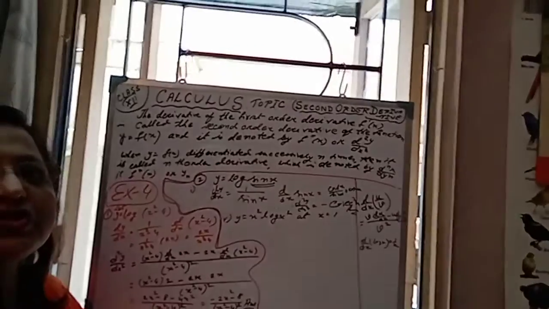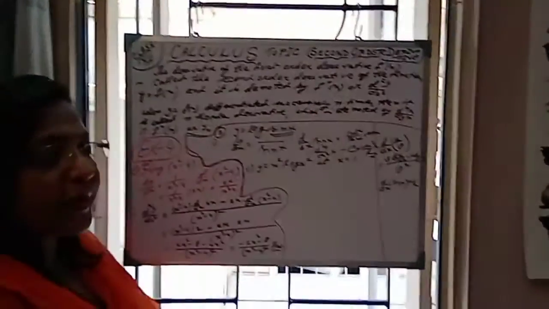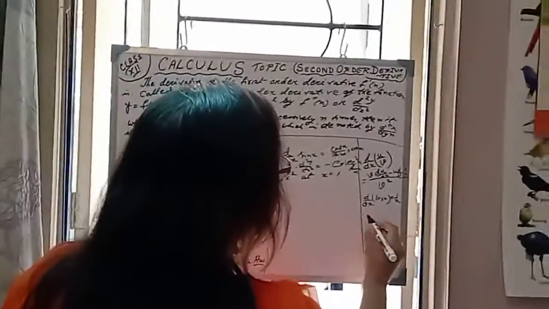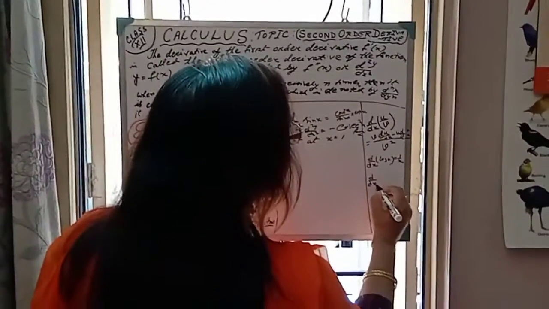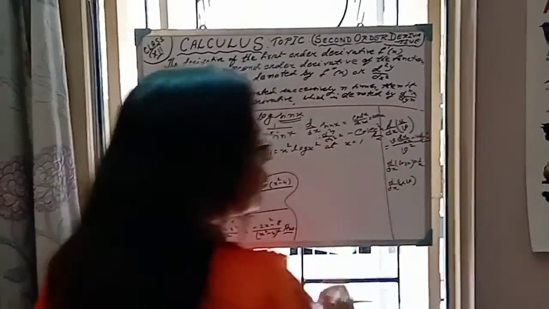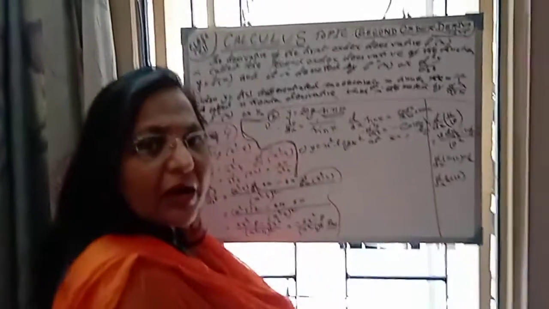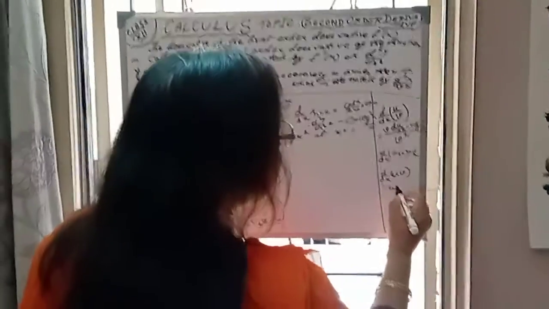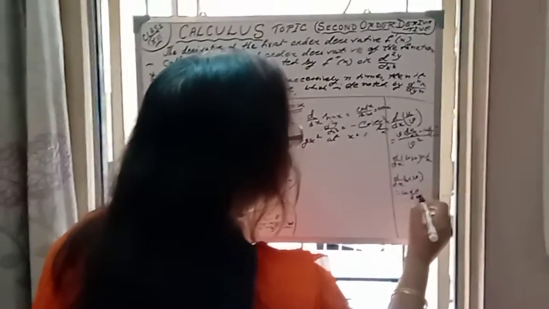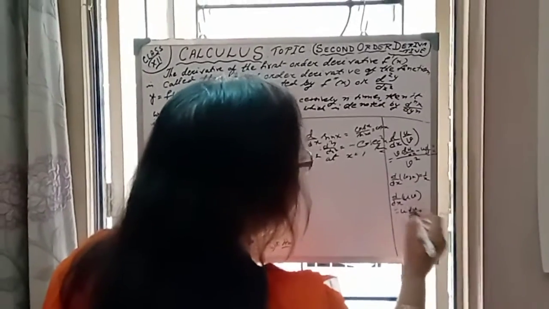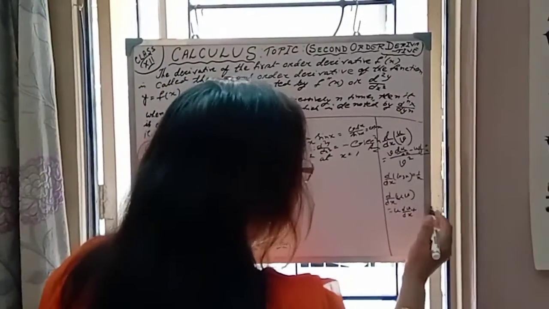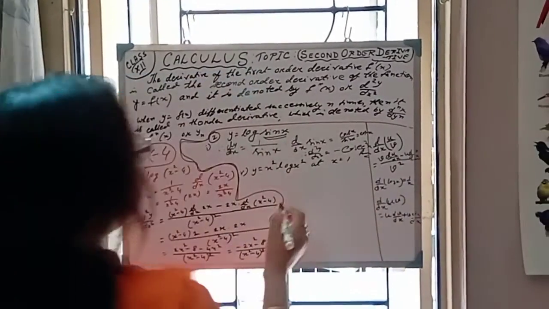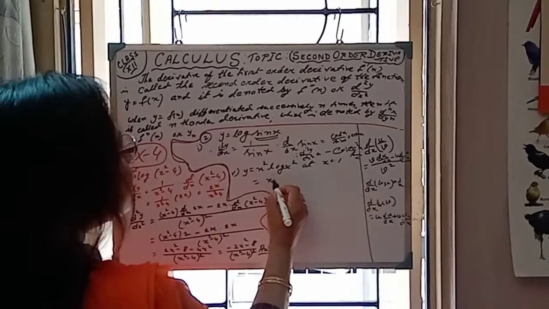Next is y equal to x square log x square. This is the UV rule, the product rule, where u and v are both functions of x. So u dv/dx plus v du/dx. We have already done this in the previous chapter and last year also, in class 11. So same thing.